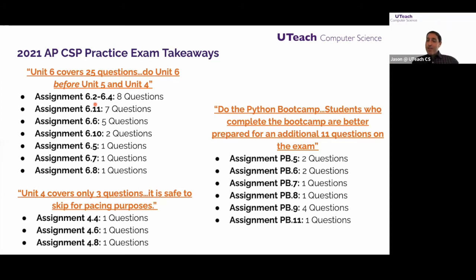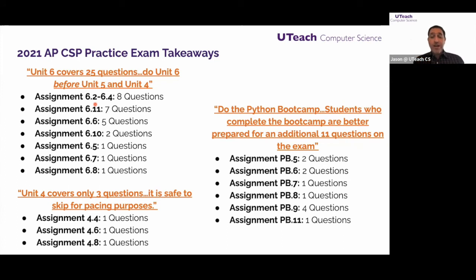All right. And the other thing I want to point out is, there are 11 questions that I link back to Python bootcamp assignments. Now, just because I'm linking it back to a Python bootcamp assignment does not mean you have to do the Python bootcamp to give the kids a chance to at least answer the question. Notice what I wrote. Students who complete the bootcamp are better prepared for these 11 questions on the exam.